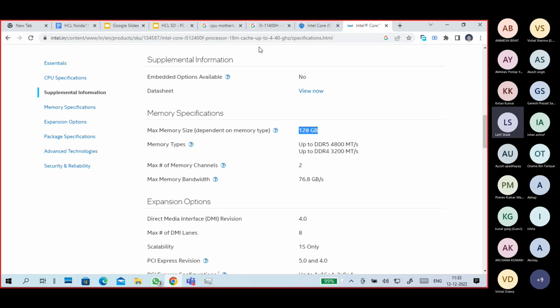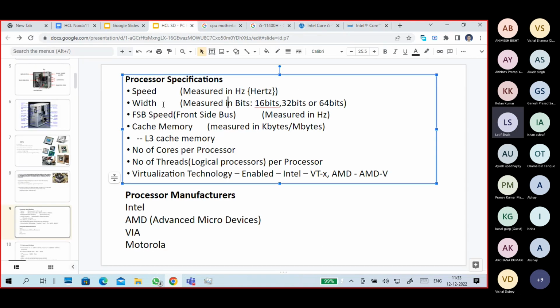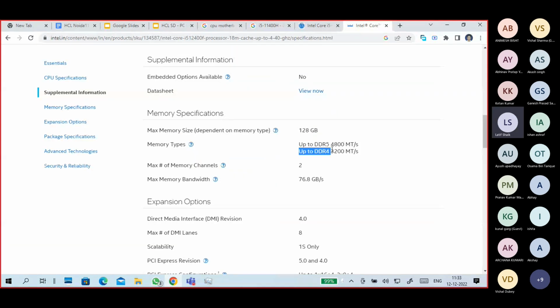I said there is a FSB, front side bus. What is the front side bus? Which is RAM supporting speed. So you can see either you can use 3200 or 4800 megahertz per second.